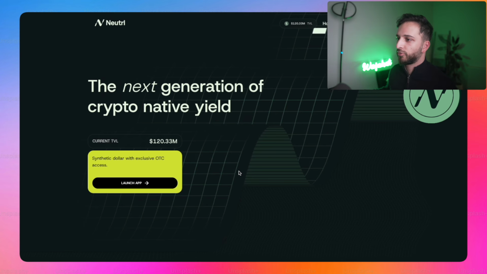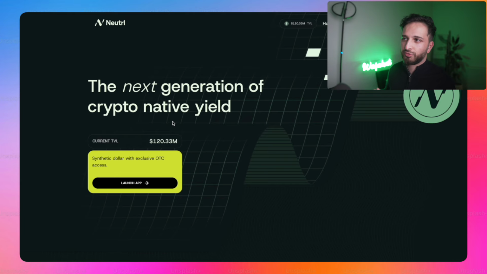Let's start off on the Neutrl web app. They just launched today. They have 120 million in TVL. Part of this TVL actually came from a vault that was launched in collaboration with Upshift. I tweeted about this, so if you're following there, you would have known, where they raised 75 million. But yeah, you can deposit now and you can participate in what this is.